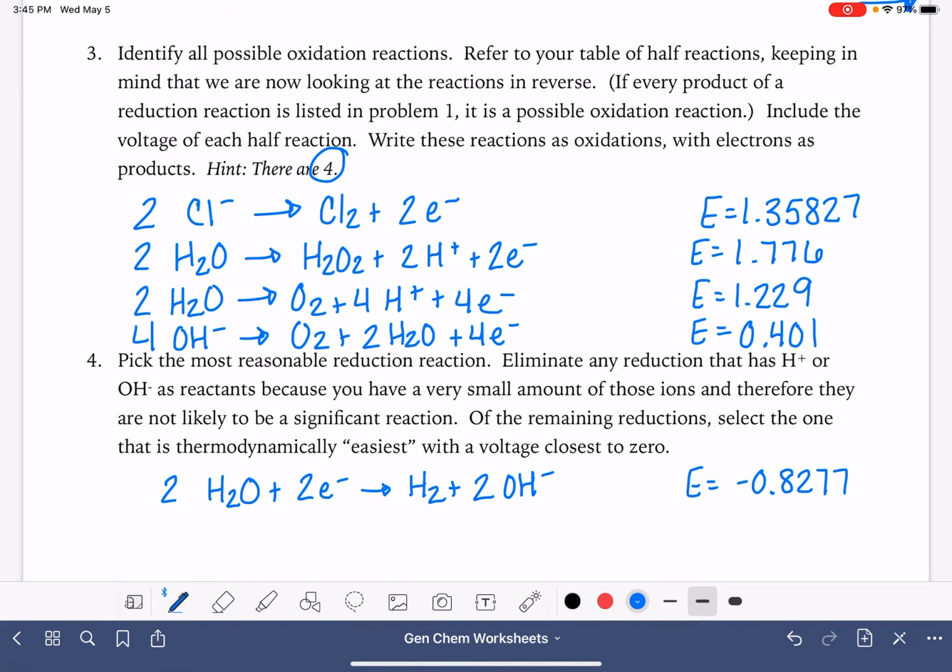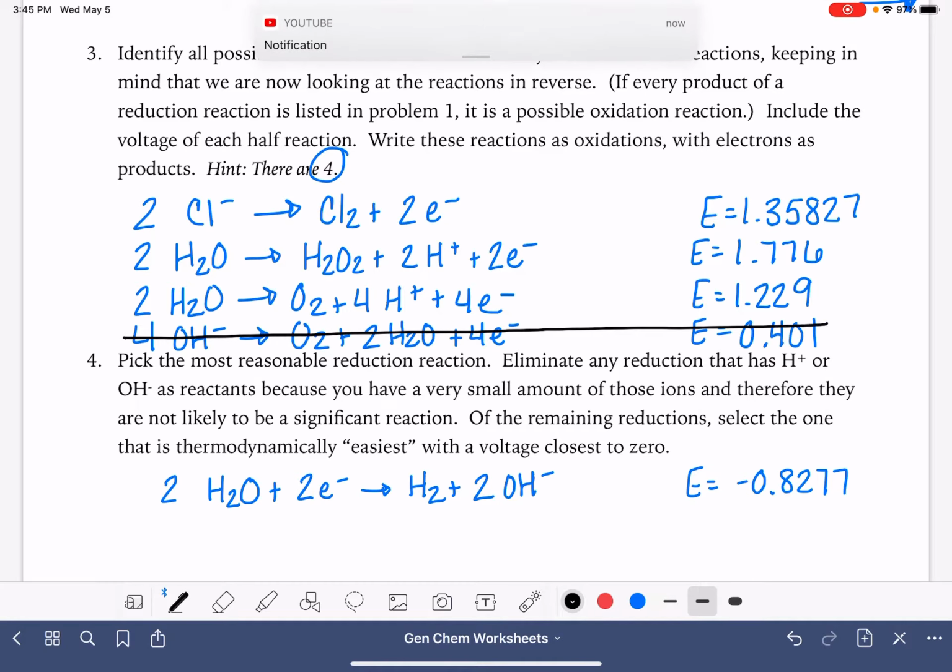because only one of them will take place. We're going to eliminate the OH minus reaction for the same reason that we eliminated the H plus reaction above. There's just not very much OH minus relative to the amount of water or Cl minus.